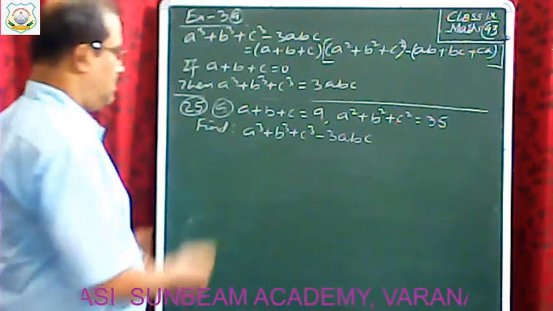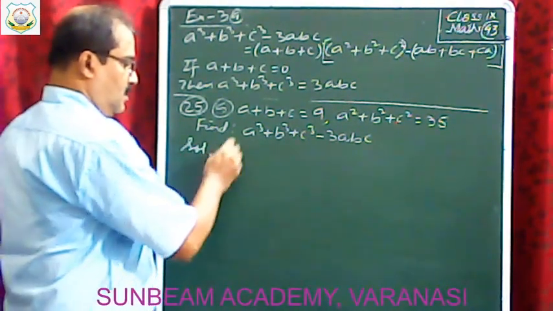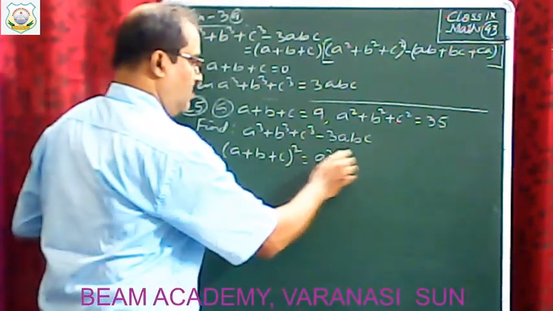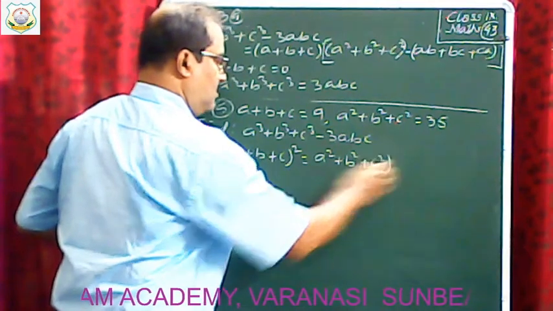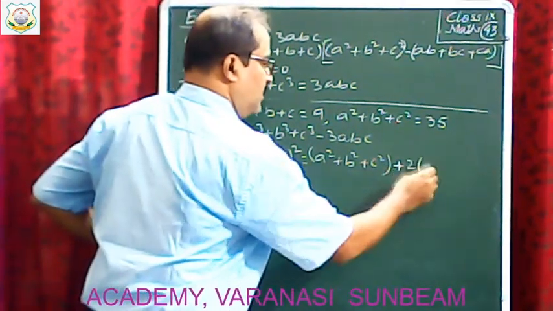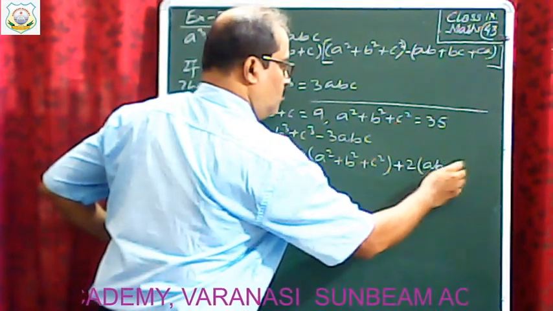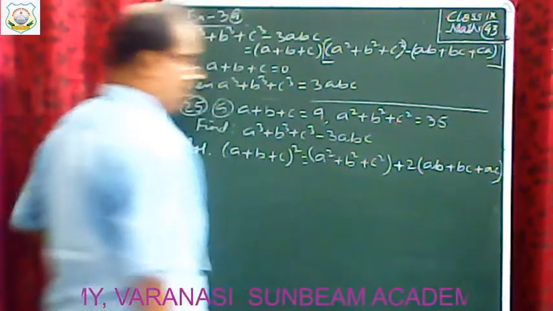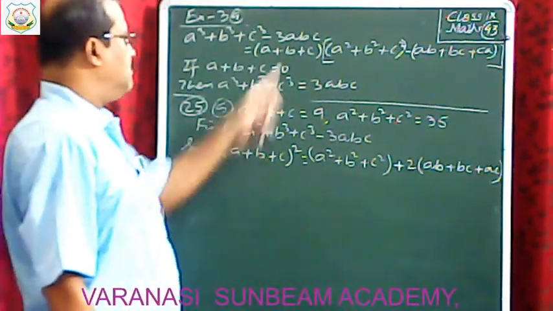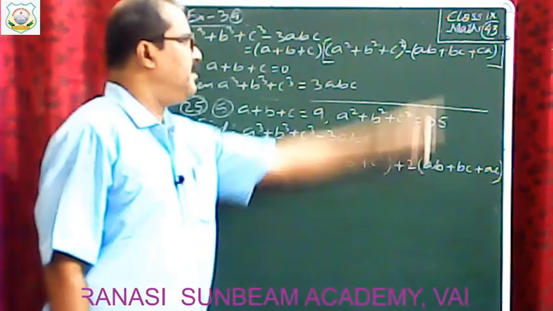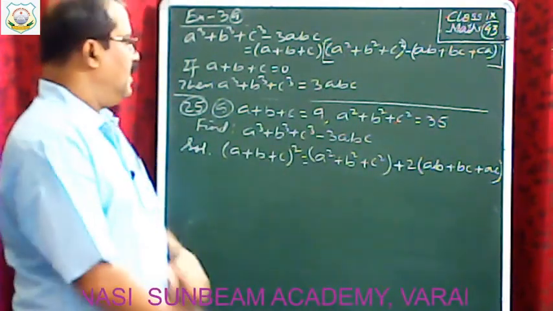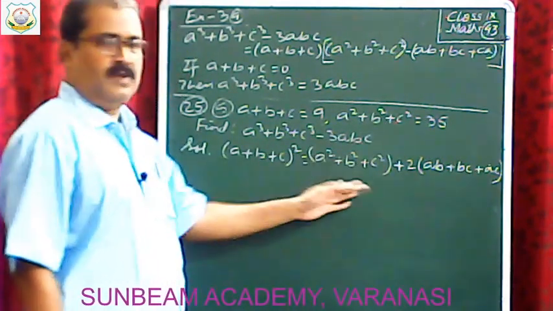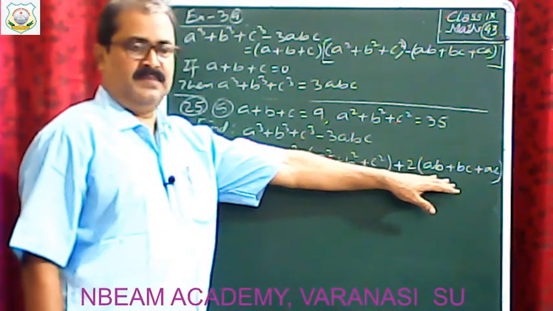That identity is a plus b plus c whole square equal to a square plus b square plus c square plus 2ab plus 2bc plus 2ac. We take out 2 common, ab plus bc plus ac. Now the values given, a plus b plus c equal to 9, a square plus b square plus c square equal to 35. You have to put the values and find ab plus bc plus ca.